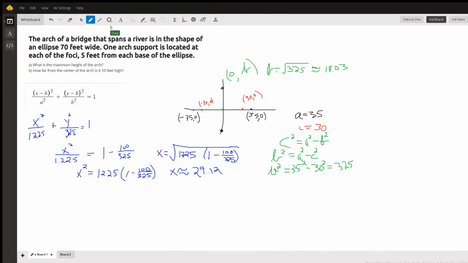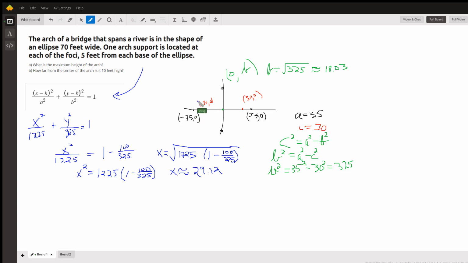The general equation for an ellipse with a major axis along the x-axis, where the center is (h, k). A is the distance from the center of the ellipse to one of the vertices along the major axis, and B is the distance from the center of the ellipse to one of the vertices along the minor axis.